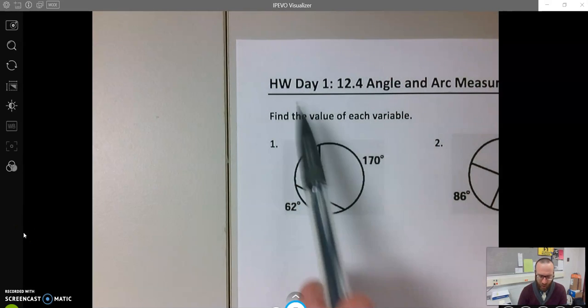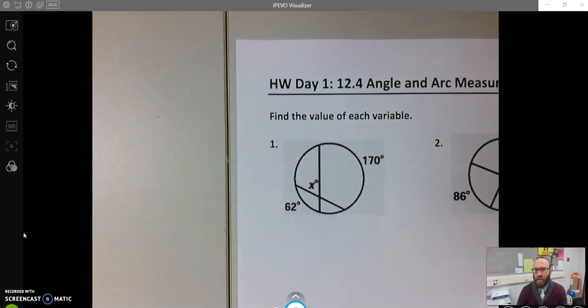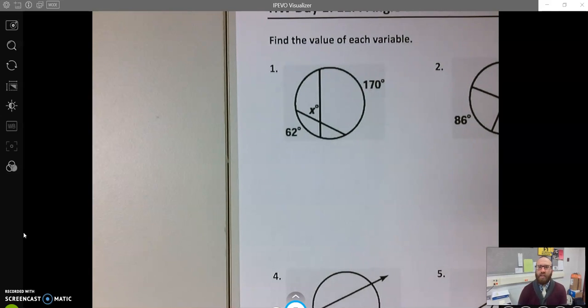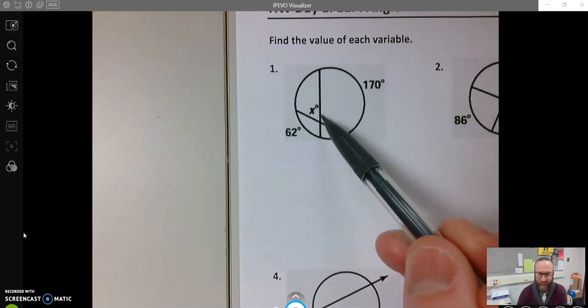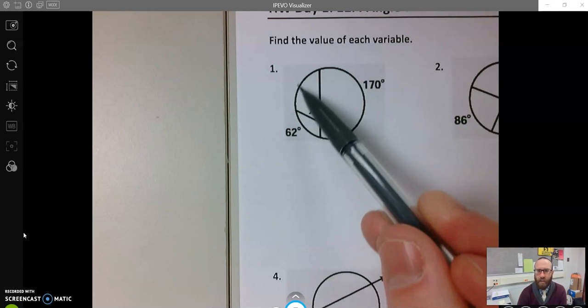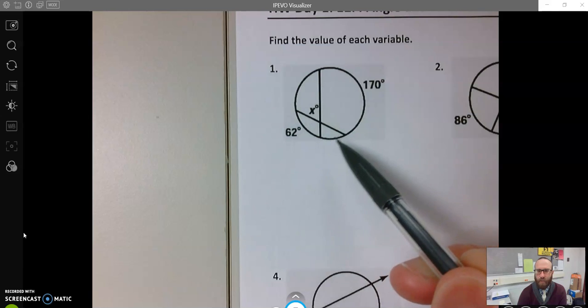All right, so this is the homework day 1, 12.4. Again, the answer keys to all of these are in the 12.3 answer keys, but I just scanned those all together. I'm going to move that up so I have a little more space. So the idea is when we have an interior angle, it's equal to half the sum of the intercepted arcs. So this arc here and this arc here.